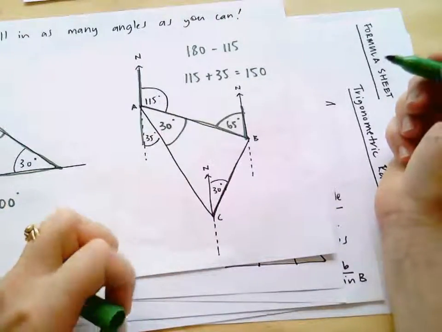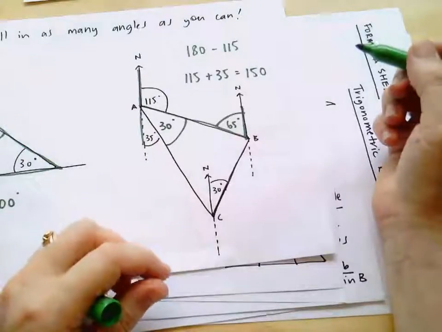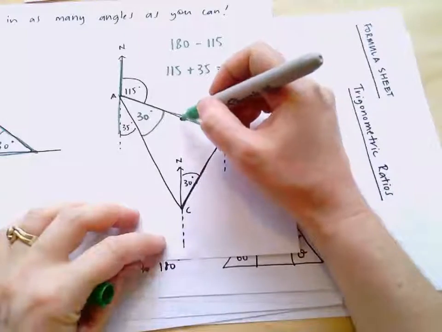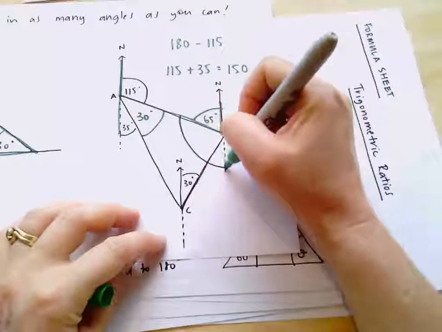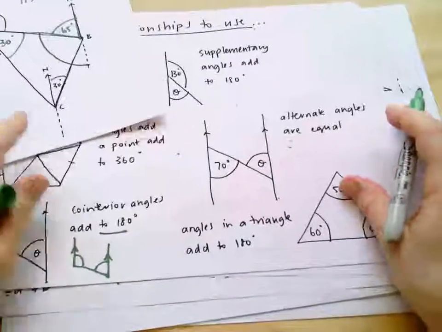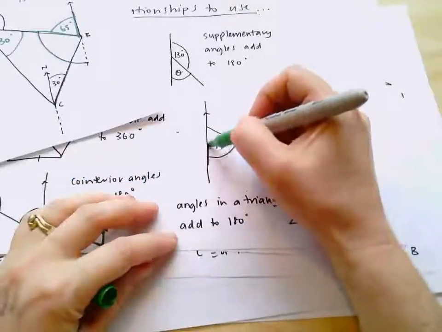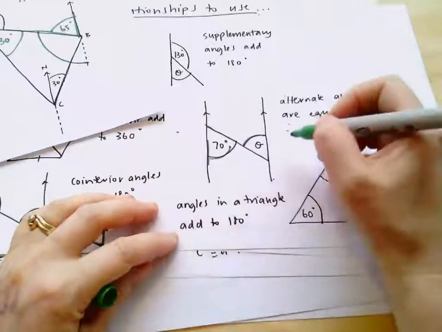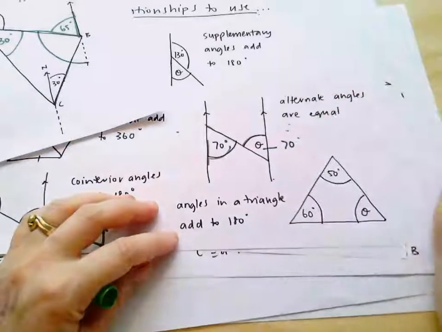Now I'm going to use the Z rule, so the alternate angles rule, to work out another angle here. So I'm going to work out this big angle here. So the Z rule, or the alternate angles rule, says that these two angles, here and here, are equal. So this one would be 70 in that case.